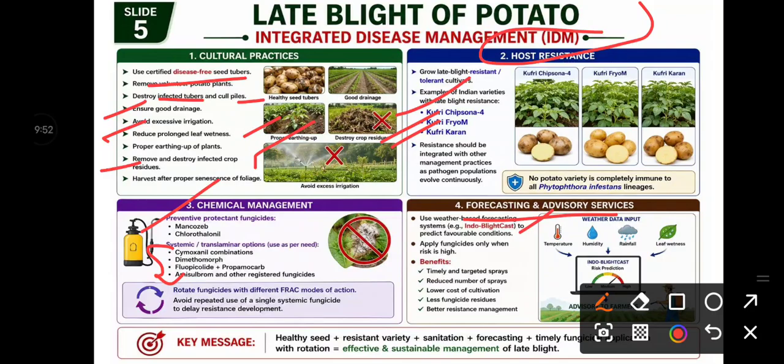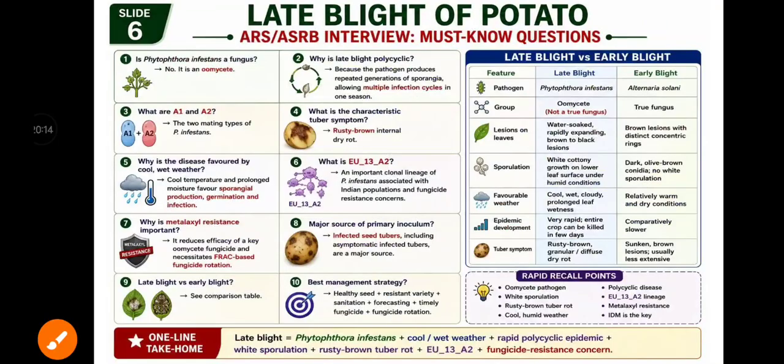Based on the risk, we can apply the preventive or protectant fungicide. So timely targeted spray can be done, and it will reduce the number of sprays, and ultimately it will reduce the cost of fungicide as well as the cost of cultivation, and better resistance management can be achieved. So this is all about this late blight. Now one liner points.